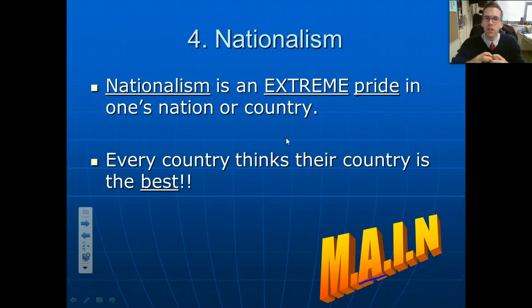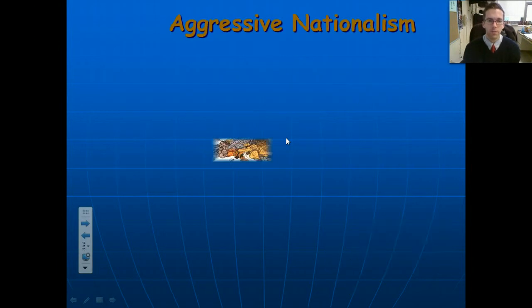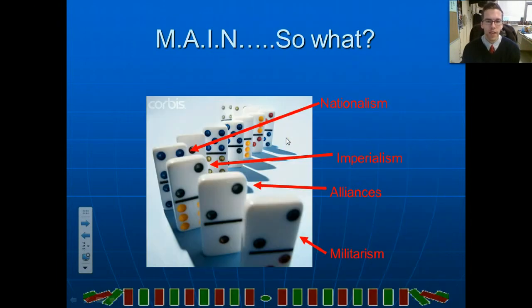This is going to cause some problems because now nobody is going to be willing to give up. Everyone's going to fight to the death, to the end, because you want to show your country is the best. So you have aggressive nationalism set up.